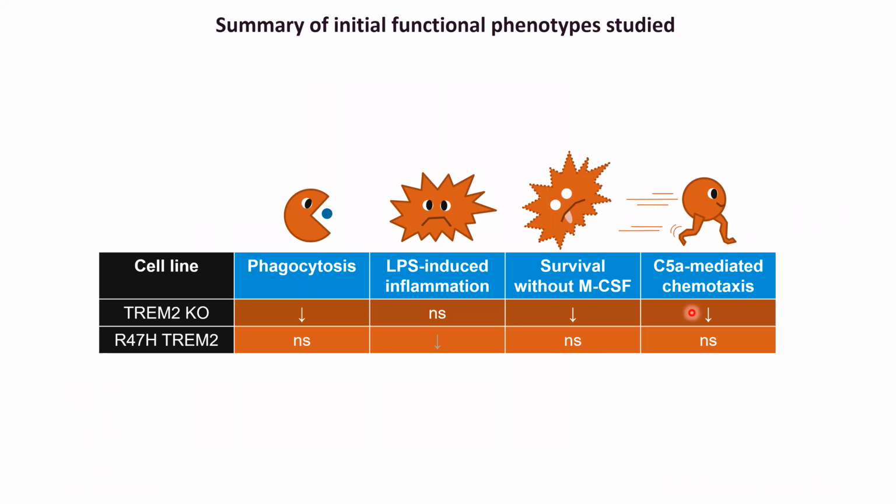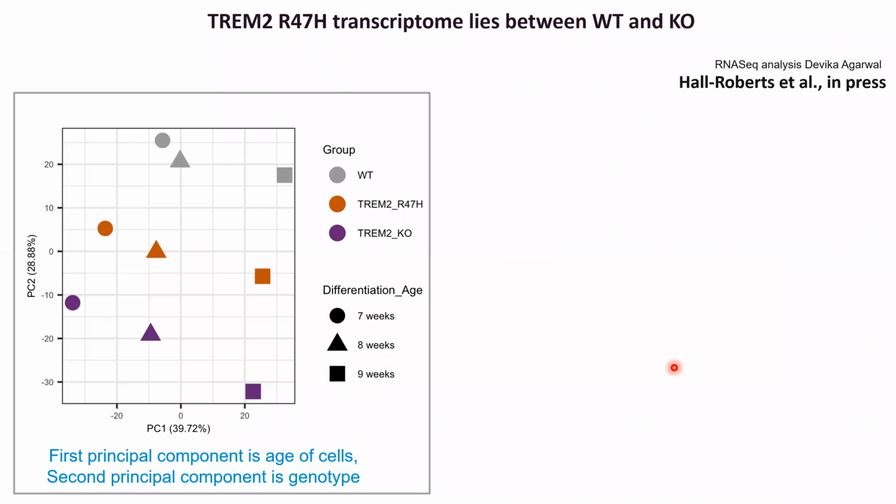She did a whole battery of different functional phenotypes, and it's basically the same kind of story as for phagocytosis, so also survival without MCSF and C5a mediated chemotaxis. The TREM2 knockout showed a decrease, but the R47H mutation didn't phenocopy the knockout. It was pretty much like wild type. So no gross phenotypic differences with the R47H mutation in our cells.